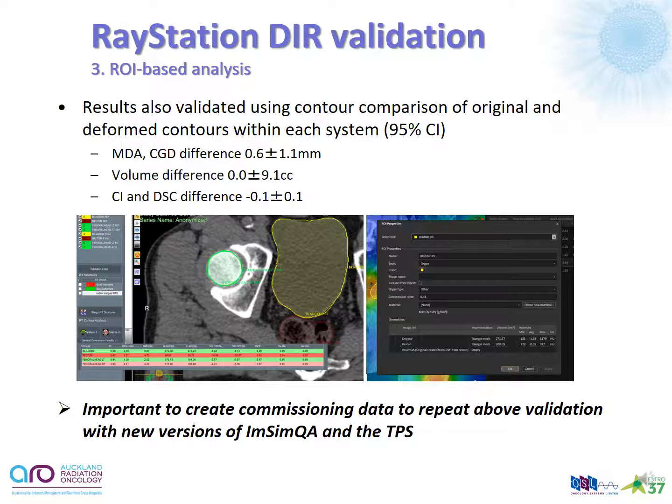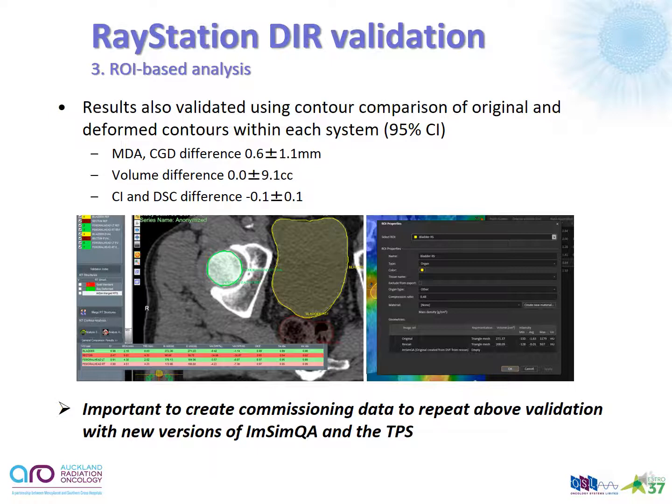On average, the volume difference was 0, but there was a variation depending on the size of the organ at risk that we were considering. And typically for the bladder in this example, it was within 9 cc, which also represents a sub-millimeter difference in terms of contour position. Then we also looked at the conformity index and the dissimilarity coefficient, and they were all excellent within 0.1 of each other.